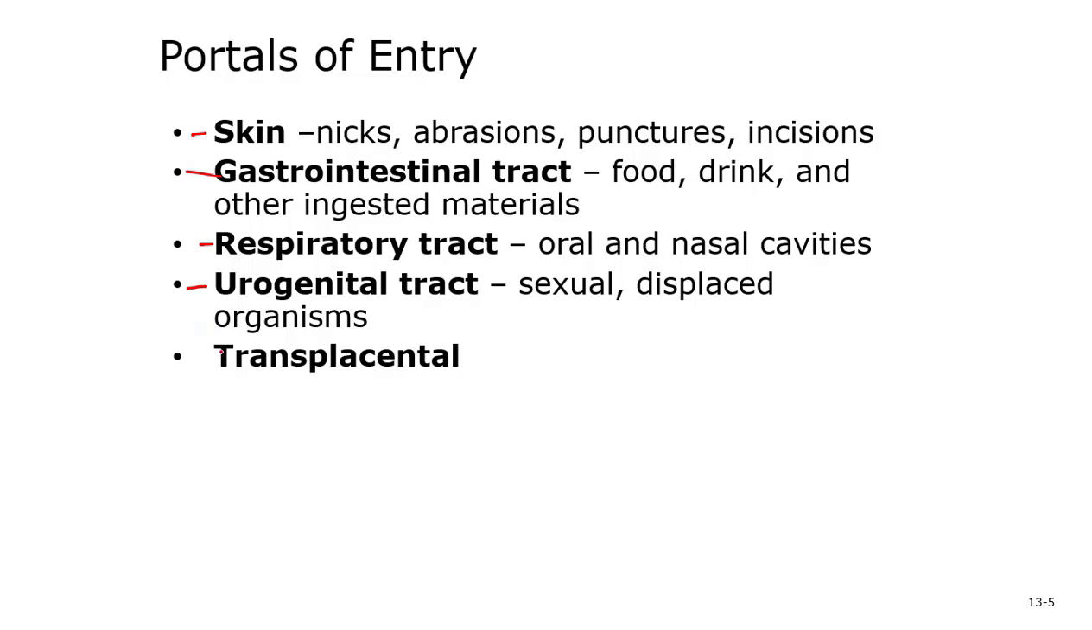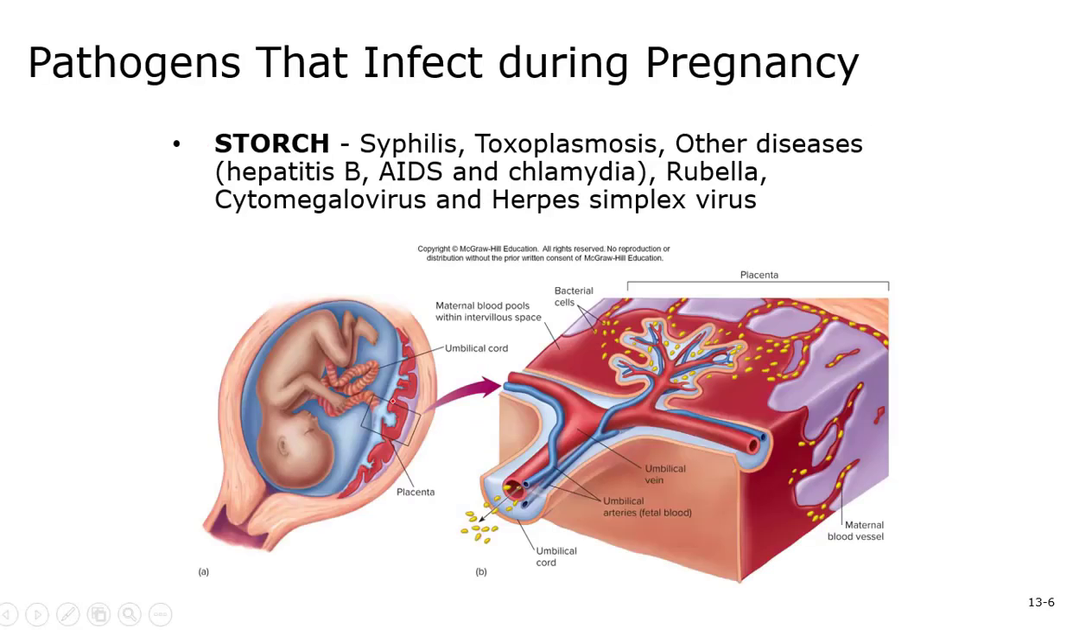Urogenital tract, which mostly includes sexually transmitted diseases, and transplacental. This is passing from the mother to the fetus. And there are only select diseases that have the ability to cross that placental barrier.